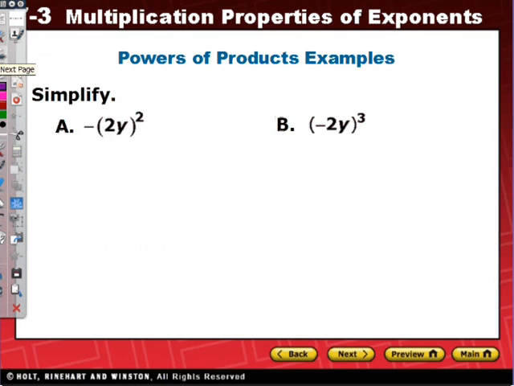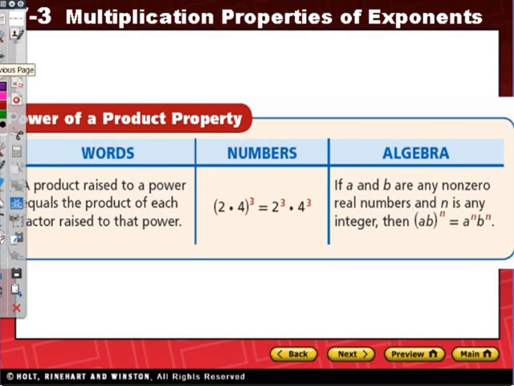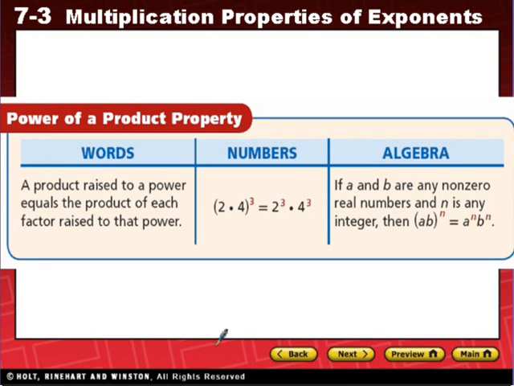Hold on, go back. Okay. Last property: power of a product property. A product raised to a power equals the product of each factor raised to that power. So this kind of feels like, to me, like distributing. If you think about it, it's not technically distributing, but it feels like it.